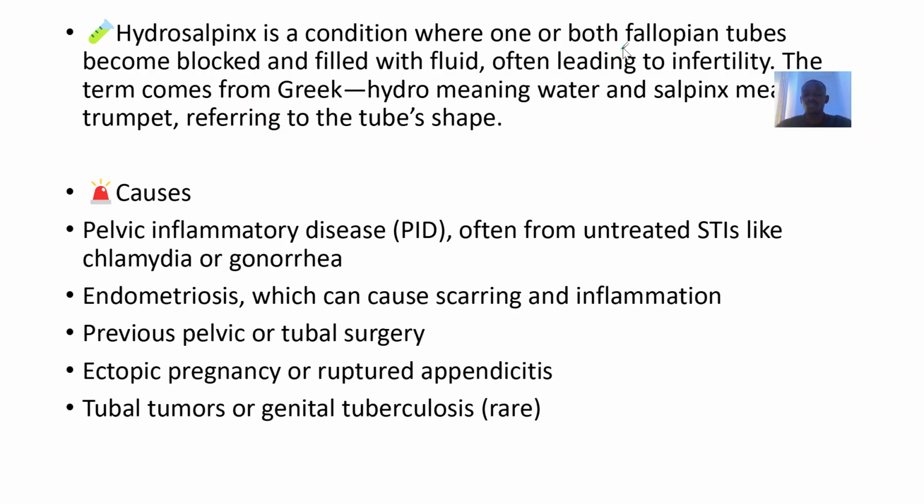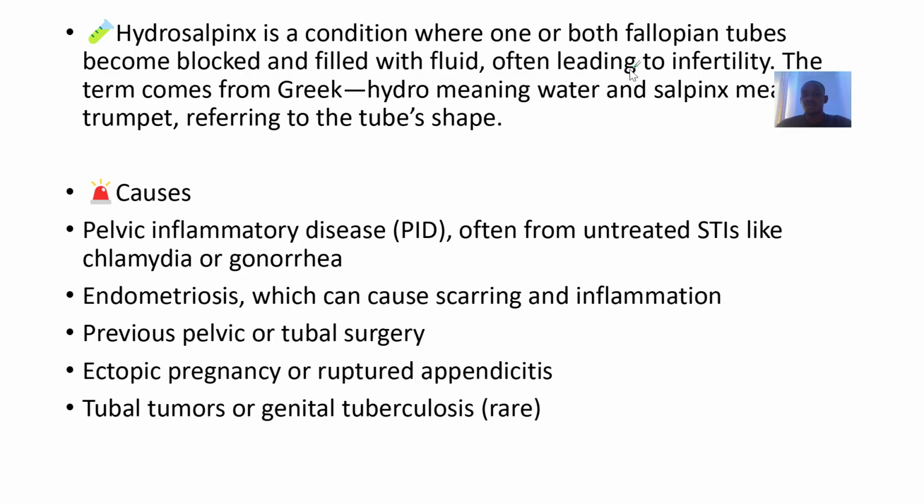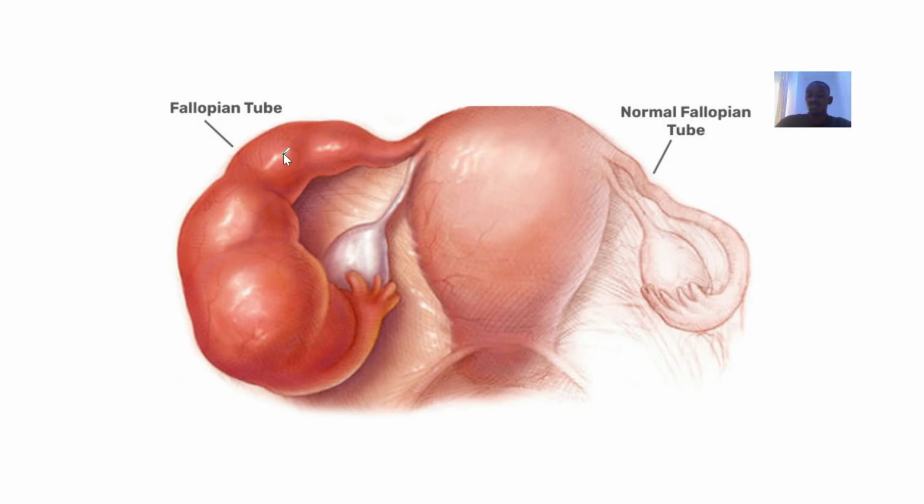So, hydrosalpinx is a condition where one or both of the fallopian tubes actually become blocked. All right, and this is maybe they are filled with fluid, so this often leads towards infertility. So the term comes from the Greek word hydro, which means water, and salpinx means a trumpet. Of course, it's because the fallopian tube looks like a trumpet.